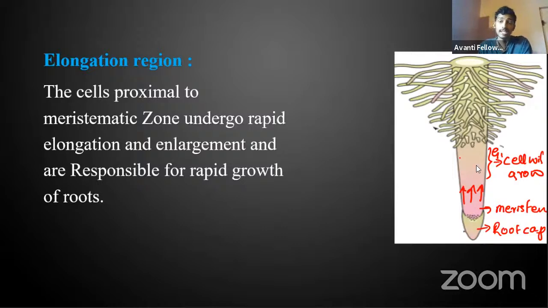That's why we normally call it the elongation zone, because when these small cells grow into big cells, the region will elongate in this direction, right? The particular region will elongate. The cells are proximal to the meristematic zone, proximal and distal. Probably you guys already know that. That means near. They undergo rapid elongation and enlargement because they are in the G1 phase, and they are responsible for the rapid growth of the roots.